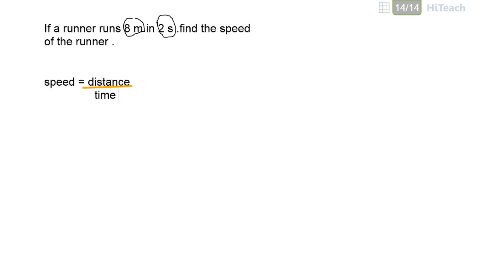Like this. This is the first step. This step, always in physics or in chemistry, you have to write the formula. Second step. What is the distance? I have to put the numbers.